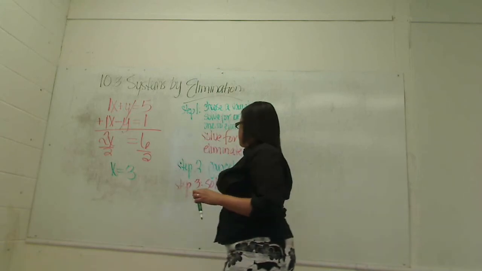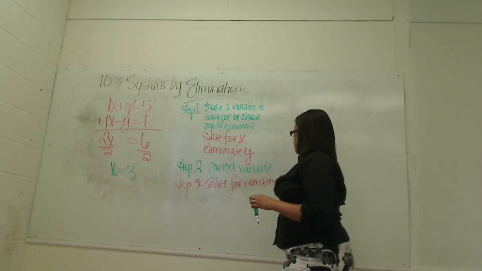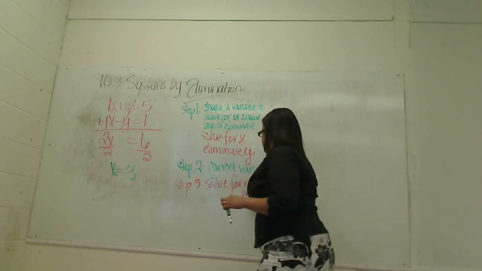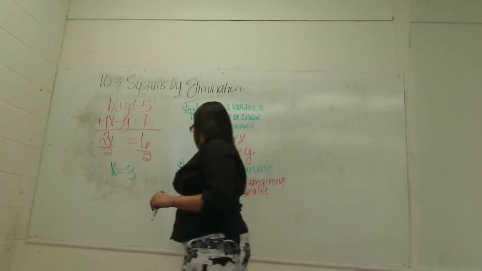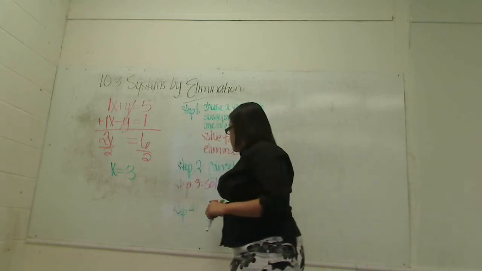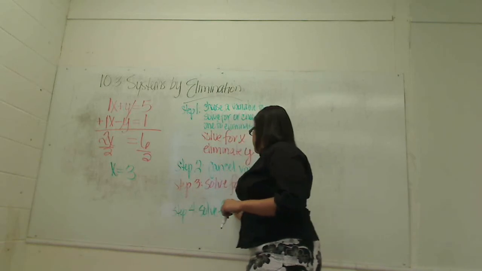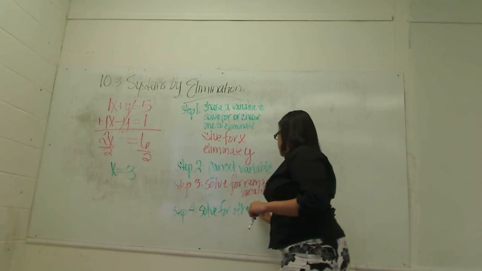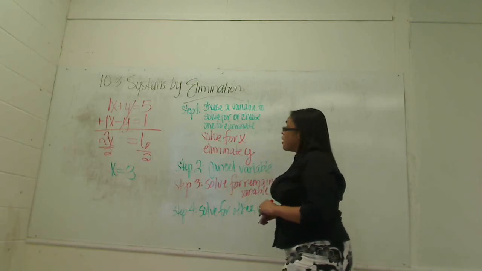Solve for the remaining variable. Then there's step 4: solve for the other variable.